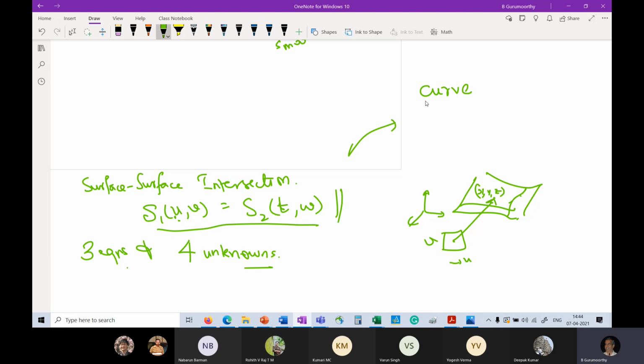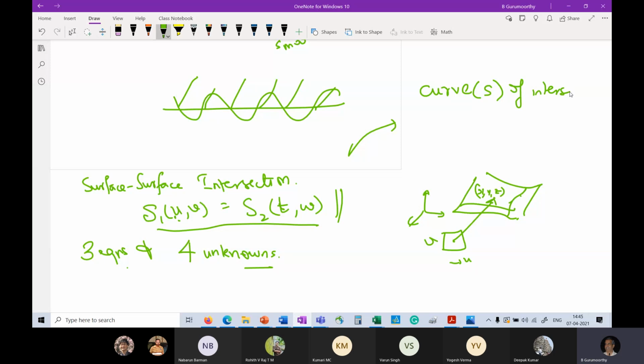Is it a curve or many curves? Think of a corrugated sheet and a plane. What are the results of the intersection? I'll get one curve here, one curve there, one curve there, one curve there, one curve there. So that's my first solution. So when I want to solve the intersection problem, I would like to get the curves of intersection.